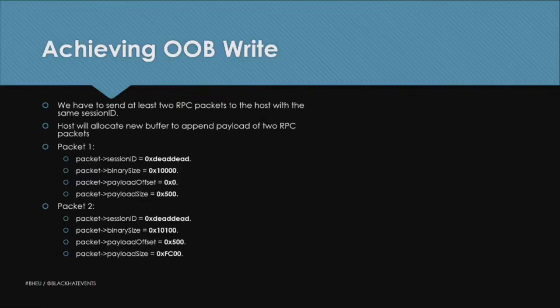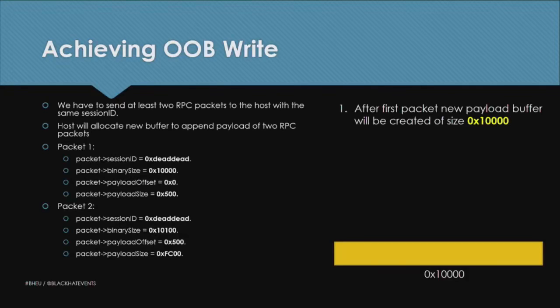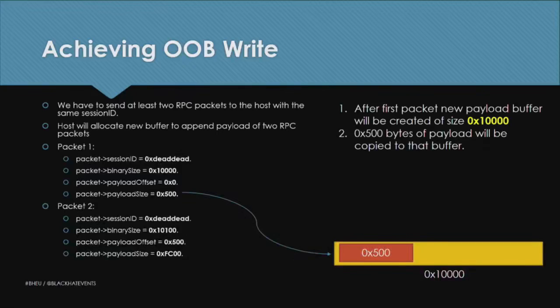The interesting part about this vulnerability was that using the same bug, we can achieve an out-of-bound overwrite as well. To achieve an out-of-bound overwrite, you have to send more than one packet from guest to host with the following characteristics. A point to be noted here: the session ID of the packets should be the same. Once the first packet is received at the host end, the VMware VMX process will allocate memory in the heap of 10,000 bytes, since the binary size is set to 10,000. Since the payload size is set to 500, it will copy 500 bytes of data into the allocated buffer.